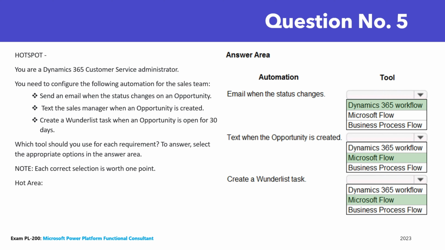Correct answers. Email when the status changes using Tool Dynamics 365 Workflow. Text when an opportunity is created using Tool Microsoft Flow. Create a Wunderlist task using Tool Microsoft Flow.